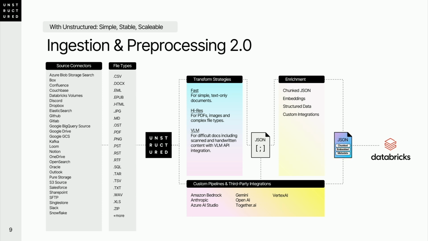What you get out is the canonical JSON schema. If it's PDF, PowerPoint, whatever, it's always the exact same schema. And then we offer enrichment. Python nodes can run on the data. LLM-based enrichment, you can plug in your own API calls. We spit out at the end chunked, embedded JSON that can write directly into Delta tables.